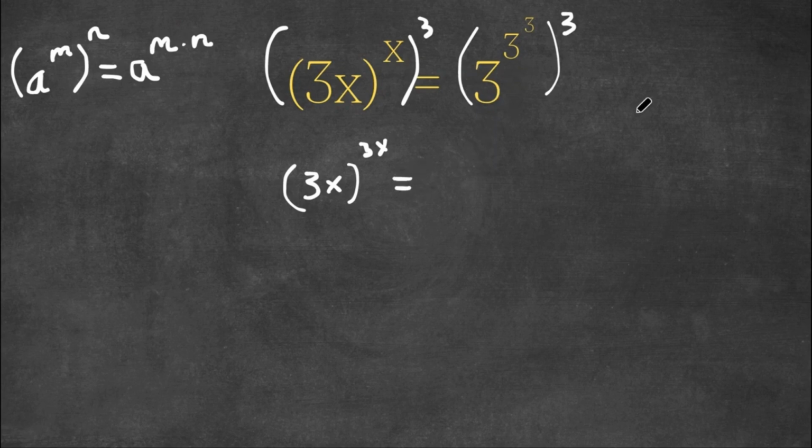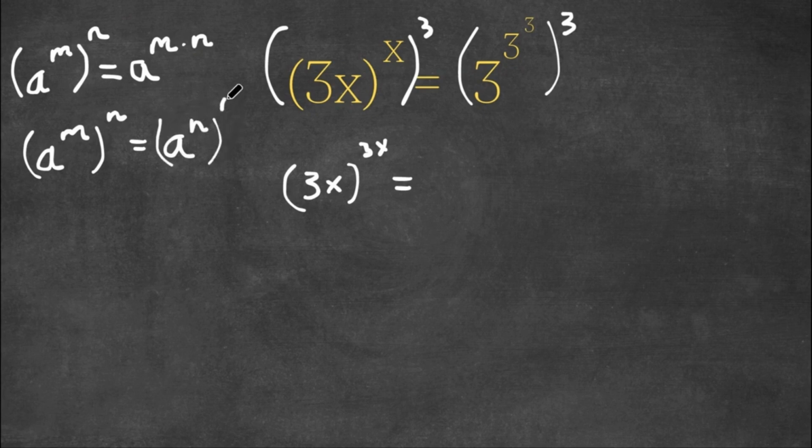And this is equal to, now, a to the power of m to the power of n is also equal to a to the power of n to the power of m, because essentially both of these are equal to a to the power of m times n. So they can change places. So right here, we have 3 to the power of 3 to the power of 3 to the power of 3, and this can be written as 3 to the power of 3 to the power of 3 to the power of 3.